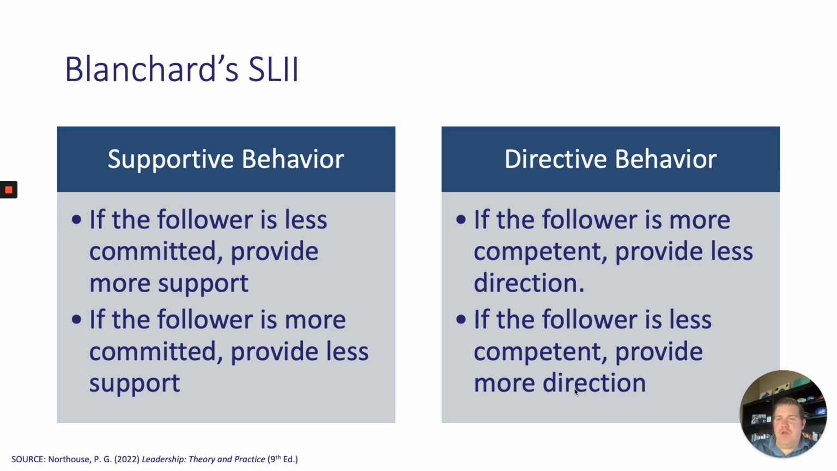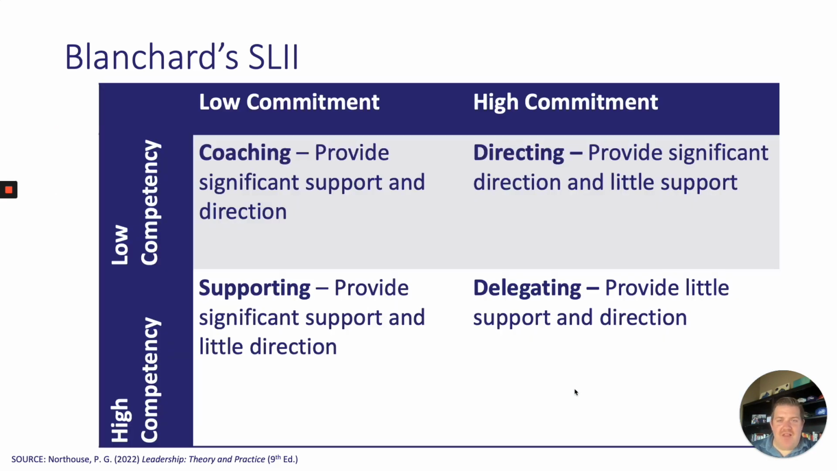Under this model, with supportive behavior, if the follower is less committed, we provide more support. If the follower is more committed, we need to provide less support. Okay, and if we look at the directive behavior, if the follower is more competent, we need to provide less direction. And if the follower is less competent, we need to provide more direction. Okay, so let's put that into a 2x2 matrix as well. We can see the different leadership styles depending on where the people are in this matrix.